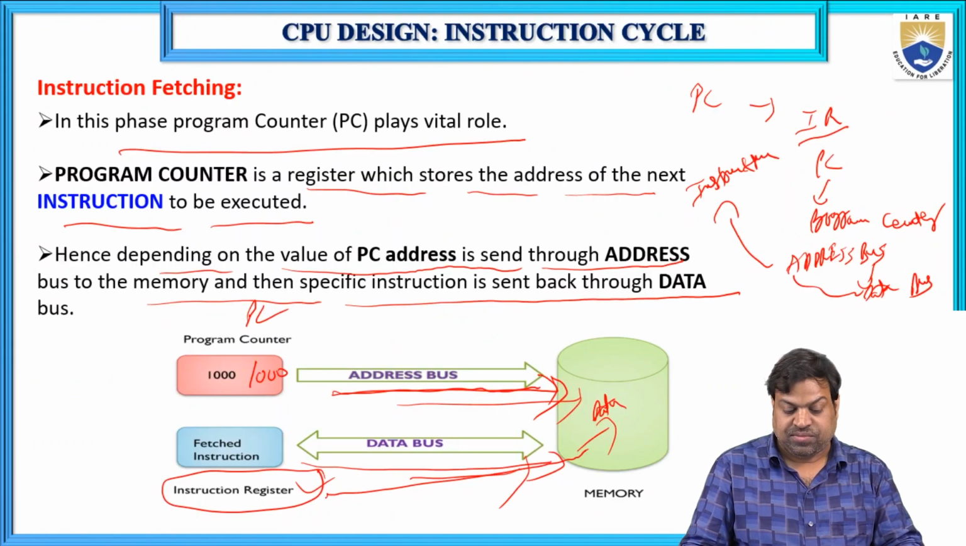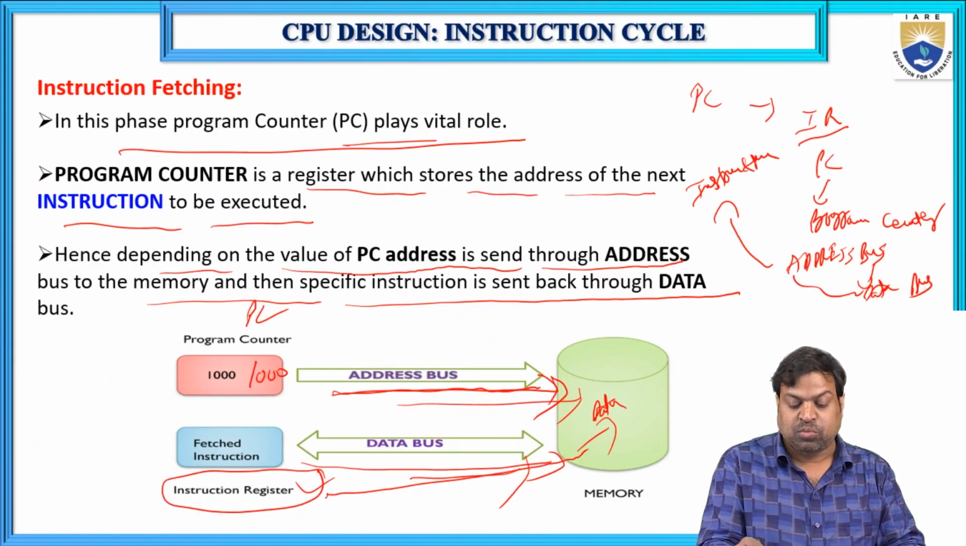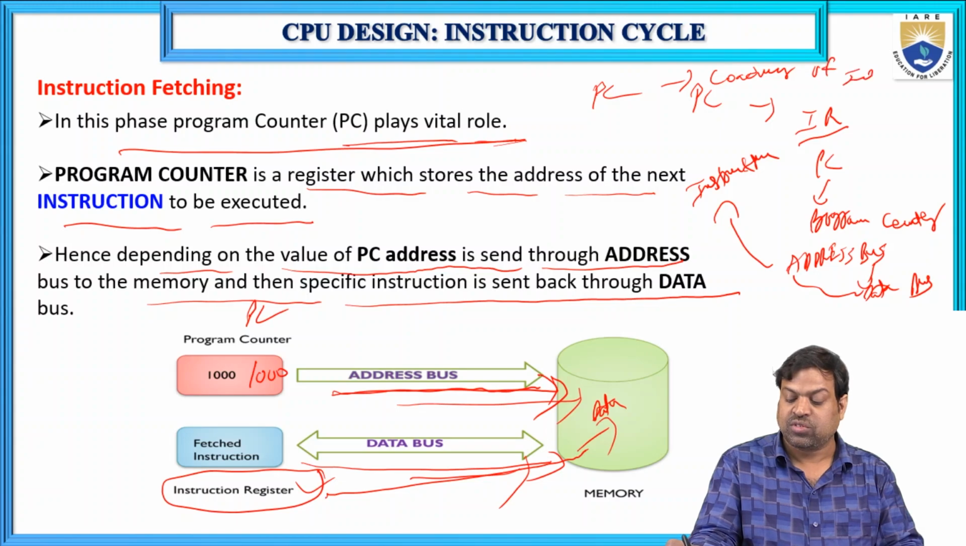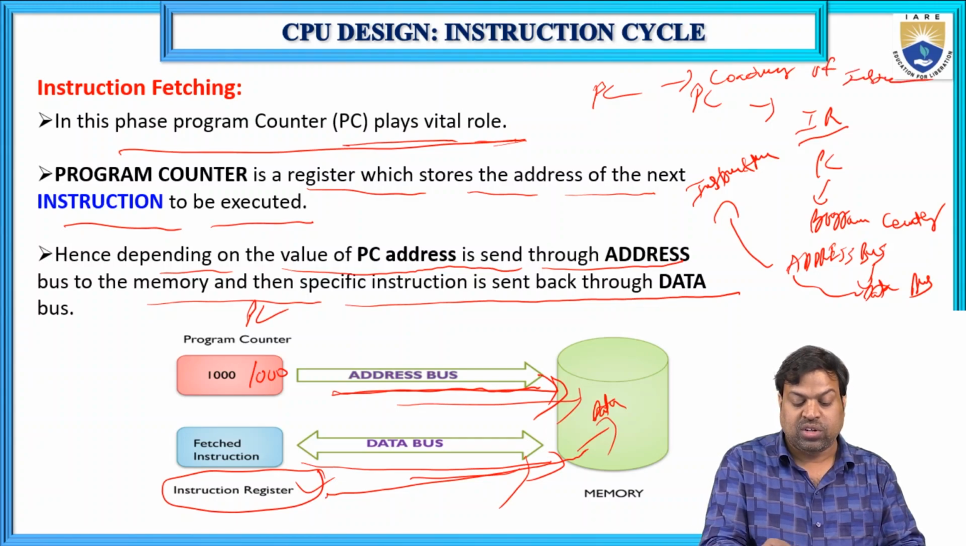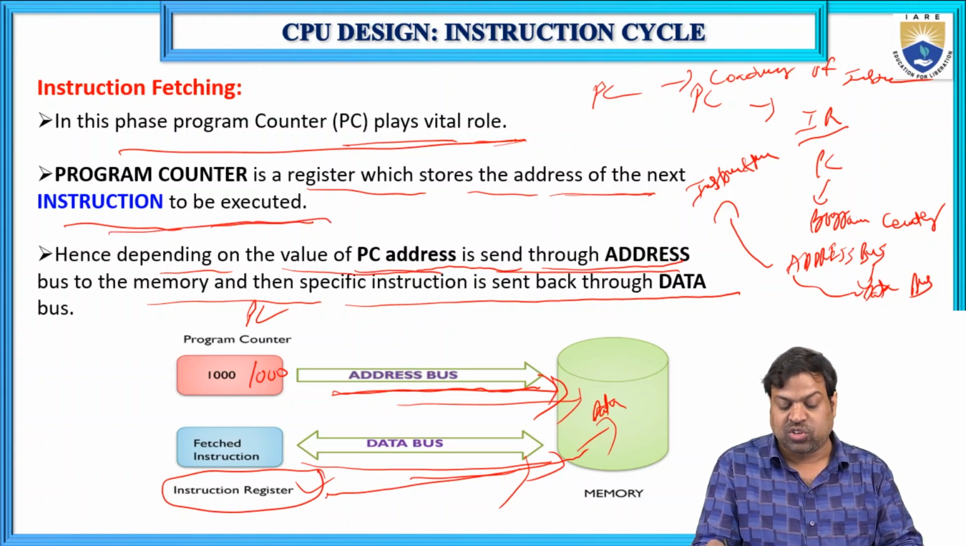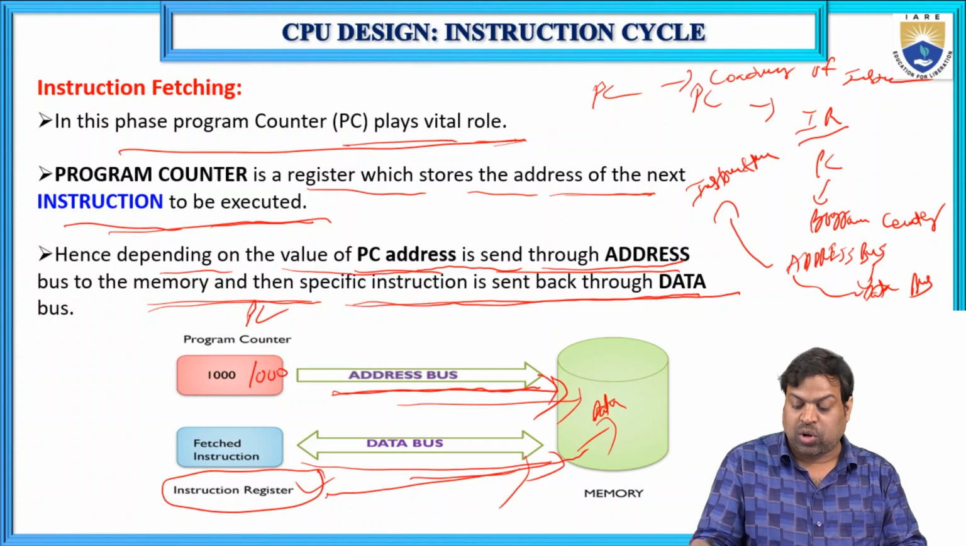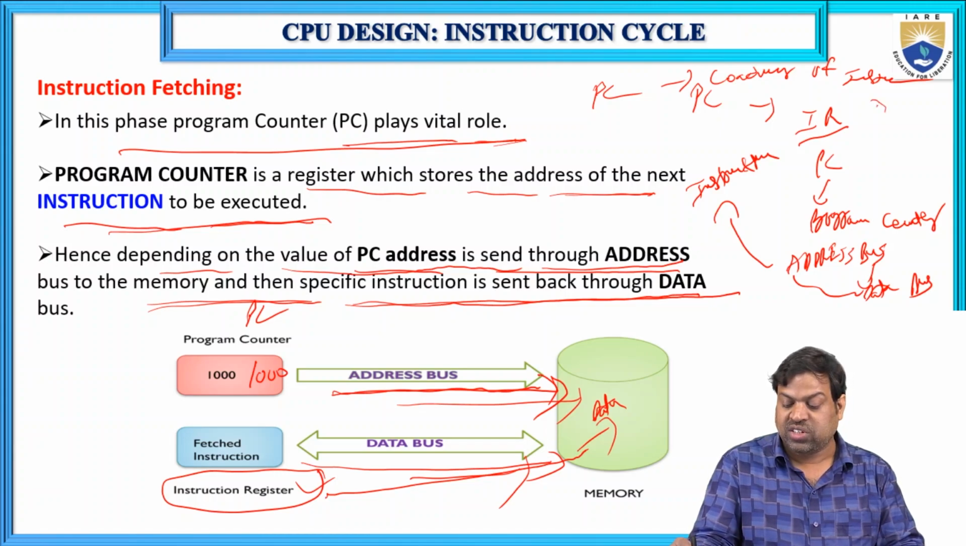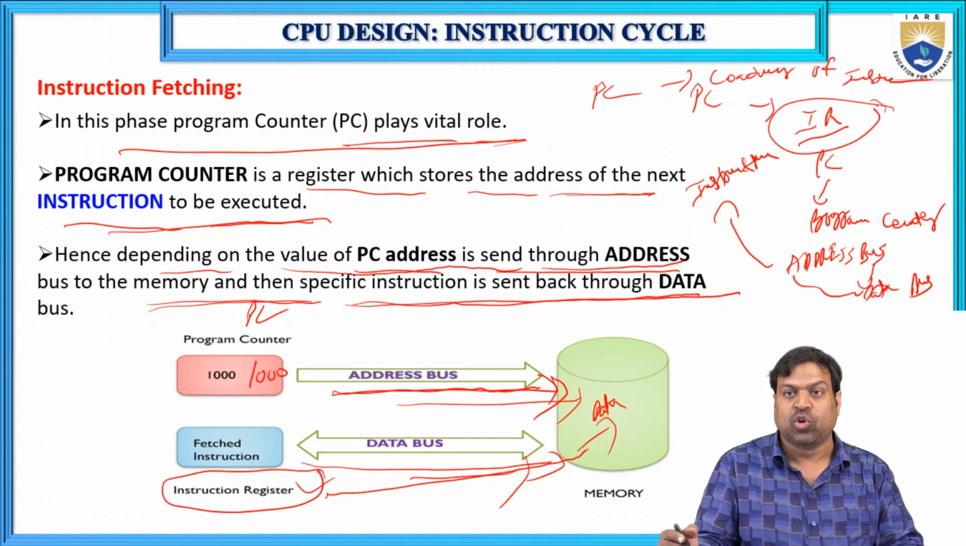Like this. And in instruction fetching, the program counter plays a vital role. The PC is used when loading an instruction. The program counter is a register which stores the address of the next instruction to be executed. Depending on the PC, the address is sent through the address bus and the specific instruction goes to the data bus. So the program counter tells which instruction is to be loaded.